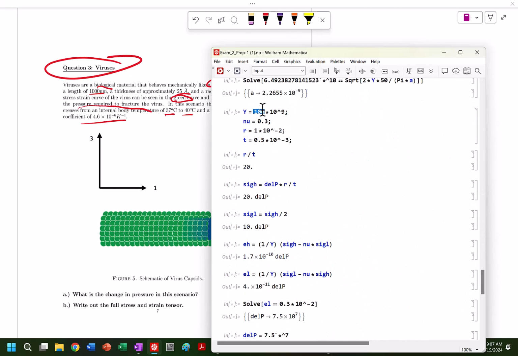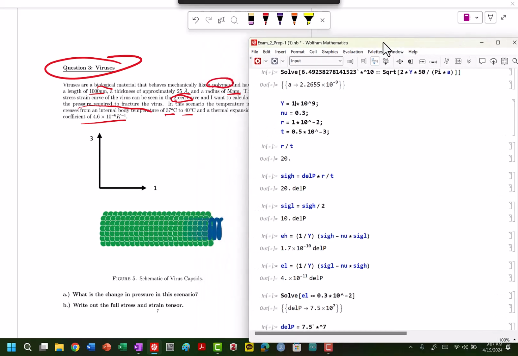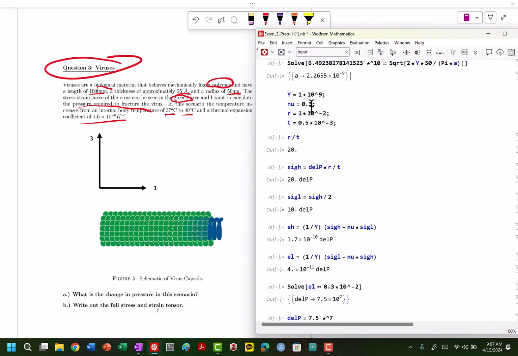So my Young's modulus is a gigapascal because we are working with a polymer. Our Poisson ratio is 0.4. Our radius is equal to 50 times 10 to the minus 9, and a thickness of 25 times 10 to the minus 10. Is it greater than or equal to 10? Yep, we're good to go there.